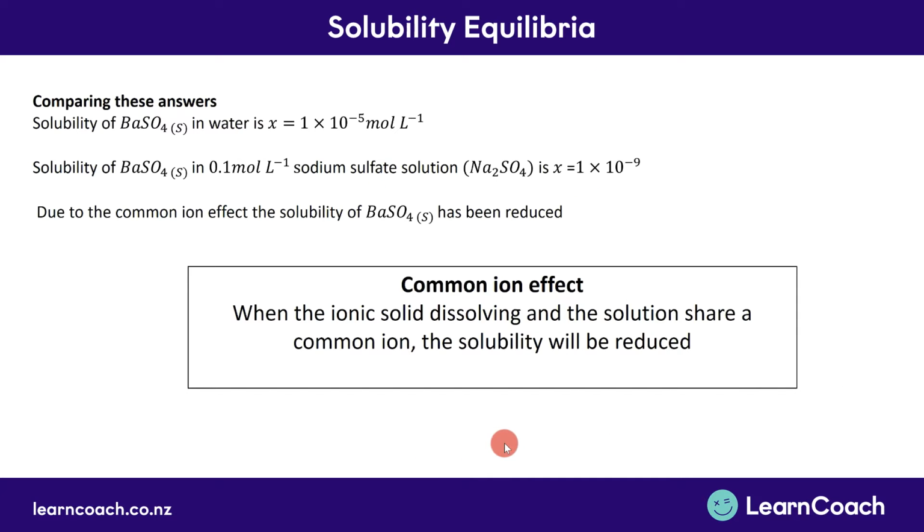Tying this all together now, let's have a comparison of the solubility of BaSO4 in water compared to in sodium sulfate solution. And you'll see it's quite significant. The amount that could dissolve in water was 1 times 10 to the negative 5 moles per litre. The amount that can dissolve in sodium sulfate solution is 1 times 10 to the negative 9 moles per litre, which is 10,000 times smaller. And this proves that we are right in saying, due to the common ion effect, the solubility of BaSO4 has been reduced.